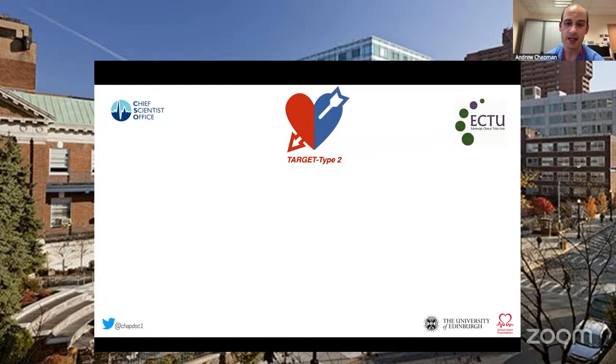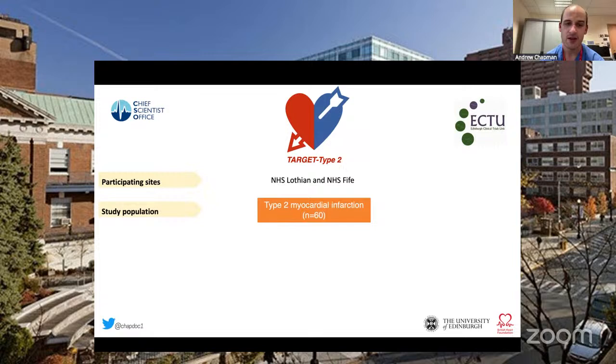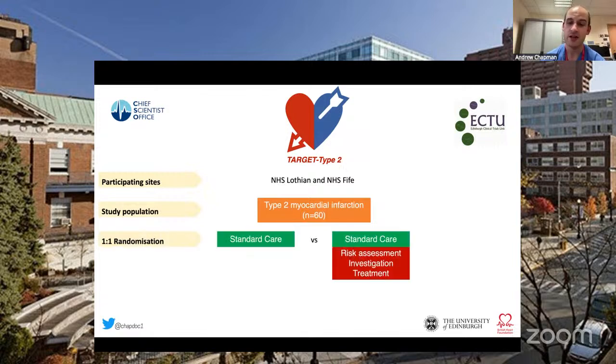So we led a pilot randomized control trial here in Scotland across 2 sites. We recruited 60 patients with type 2 myocardial infarction, and we randomized them to standard care, which, to give you some context, in Scotland would be about 15% of patients having a coronary angiogram, about 40% of patients having an echocardiogram based on clinician review, versus a strategy whereby the patient is risk assessed for coronary artery disease and LV impairment, accompanied by investigation and targeted treatment.